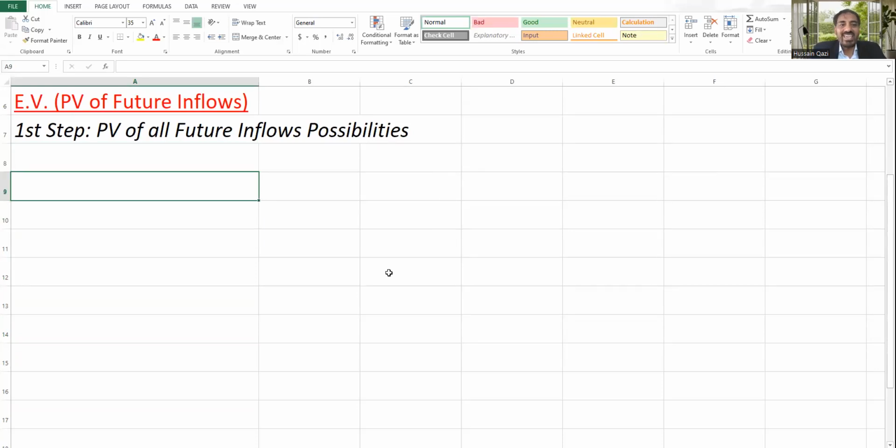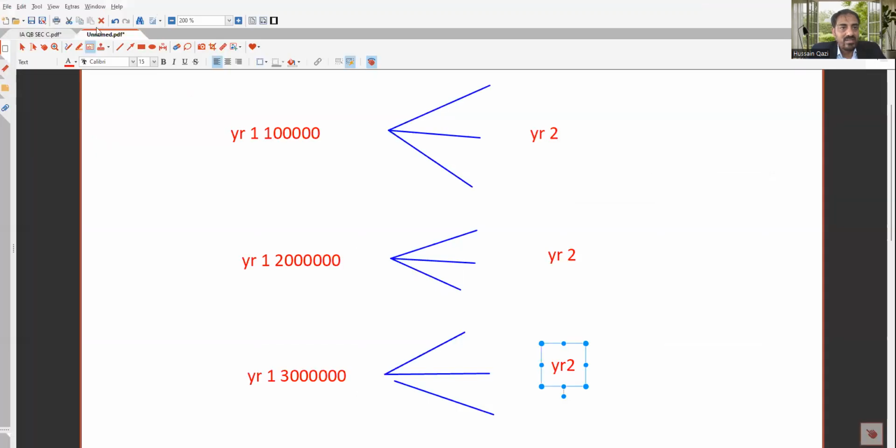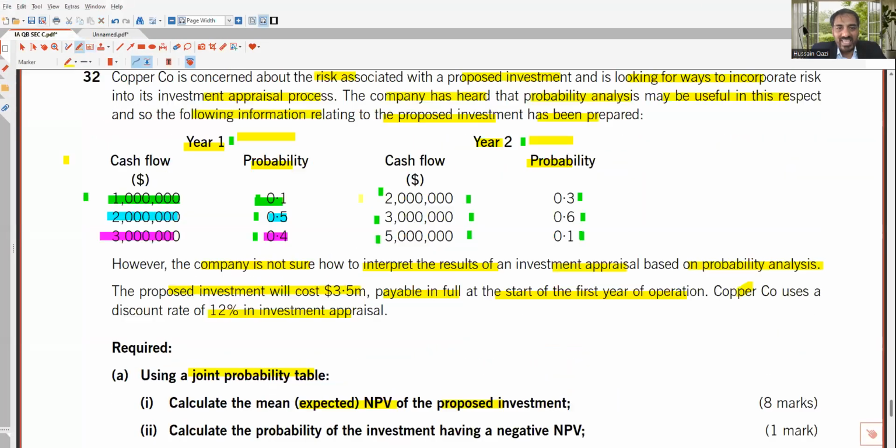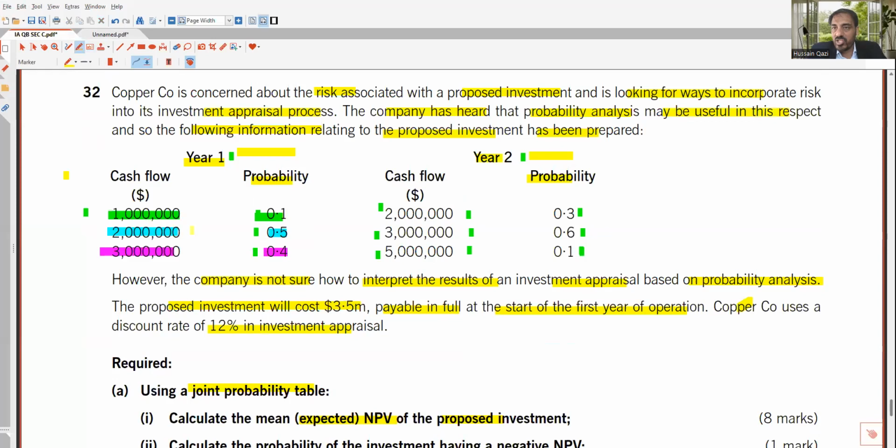But the possibilities arise from these cash flows. So first of all, we need to determine the present value of these cash flows, because whatever calculation we will make is based on present value. And also this.